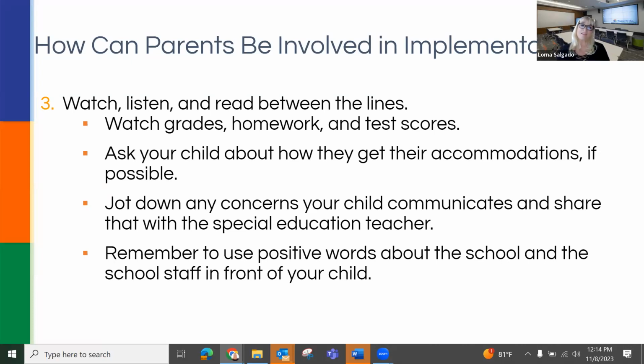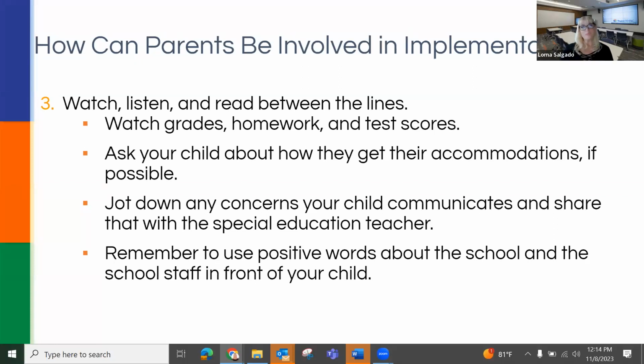And then I think this one's super important. Use positive words about the school and the school staff in front of your child. Now, I'm not saying if you're unhappy, you can't use non-positive words, but please don't do it in front of your child. They pick up on it. Even if they're nonverbal, they hear what you say. So you always want to, the child sometimes can feel in between, like I want to please my parent and I want to please my teacher, but they're at war.